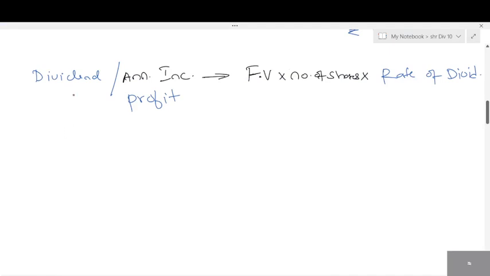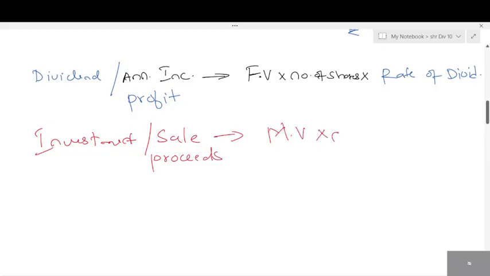Okay, next. Dividend is done. Next one is investment. Investment is the amount you need. We also call it sale proceeds. Take down these words. This is always calculated on market value: market value into number of shares. Yeah, write this down, students. Make a note of this. Market value into number of shares.